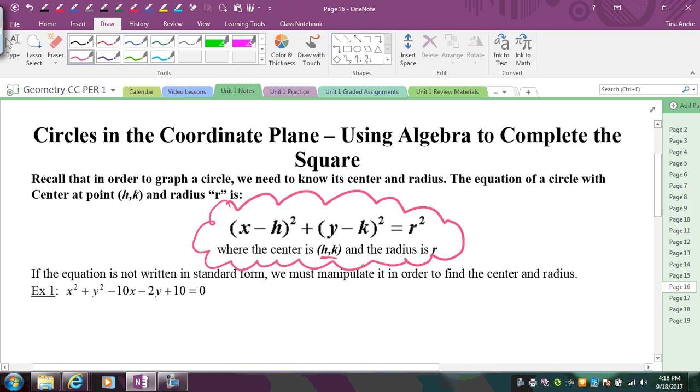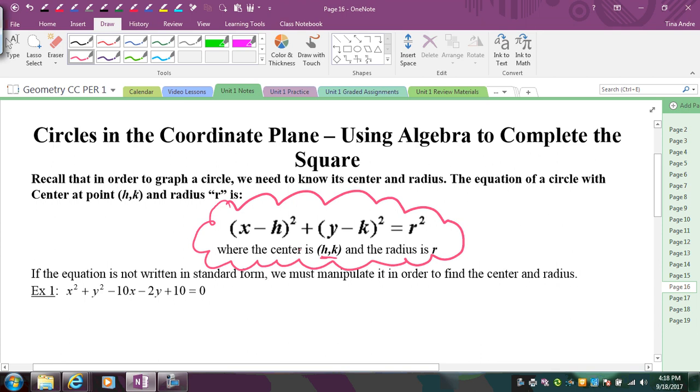So if you wanted to be able to graph the circle, remember you have to know the center and you have to know the radius. The center is the starting point and the radius is how far you go around each direction from the center to be able to come up with your circle. So this equation gives you everything you need.